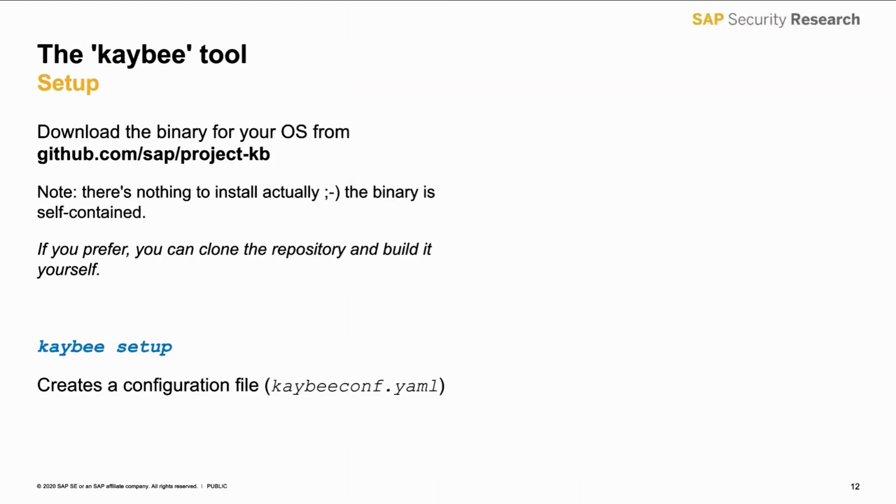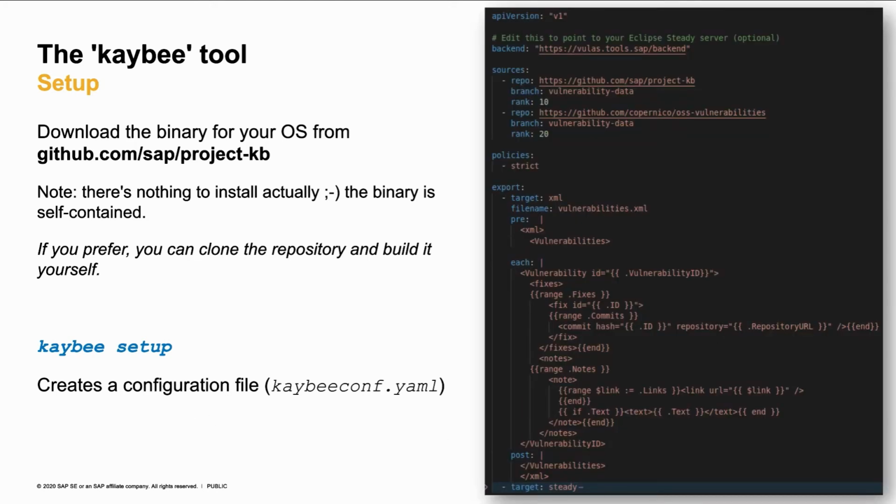To simplify things, Project kaybee also has tool support, and in particular a tool called kaybee that you can download from GitHub. It's very easy to install. There's nothing to install. In fact, it's just a single self-contained binary. You can download it for your own operating system. The first time you should run kaybee setup, which creates a kaybee.conf.yaml file.